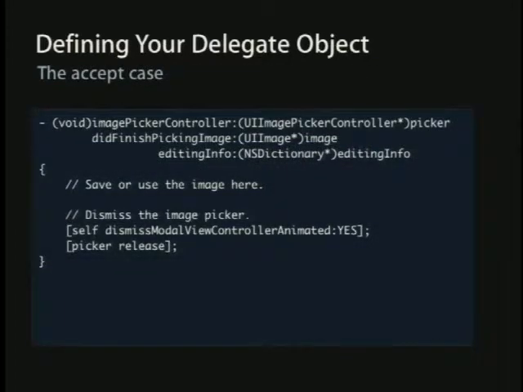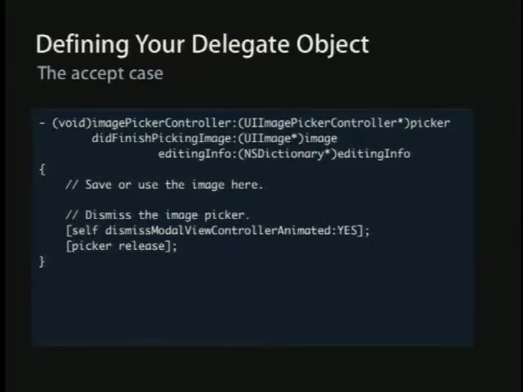The first one is the image picker controller did finish picking image editing info. And this is the case where there was actually success, right? The thing came up, the user took a picture, and they clicked all the UI to make it so that they selected that image. So the first thing you'll do is save or use the image in whatever way you want. Write it out to disk, or put it in memory somewhere else for you to draw some faces on it or something. And then you'll dismiss the image picker.